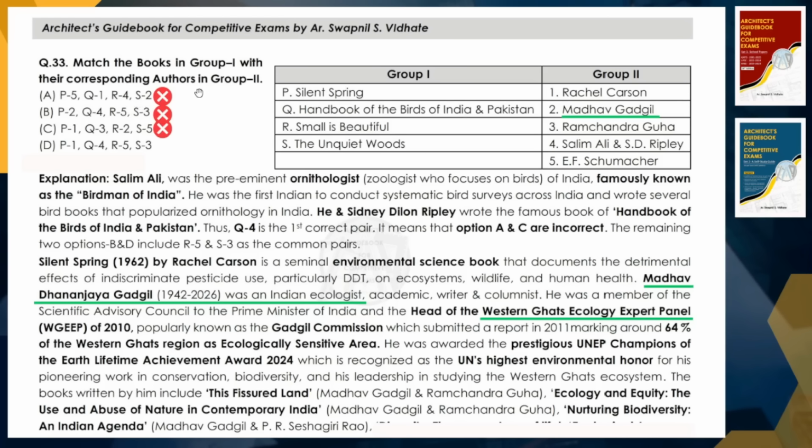In option A you can see S2 is the pair, then P2 is the pair in option B, then R2 is the pair in option C, but none of the books mentioned in group 1 have been written by Madhav Gadgil. So option D is the only correct option for question 33. You can add these books in the respective section of set 2, in which I have provided the important books and their authors. Add these books and their respective authors to your notes. So option D will be the correct option for question 33. This is the first time questions related to all these books have been asked; there was no previous reference related to these books.